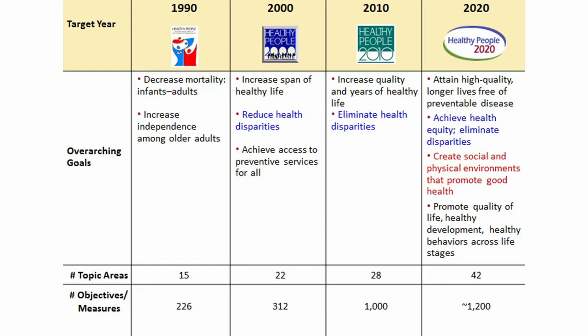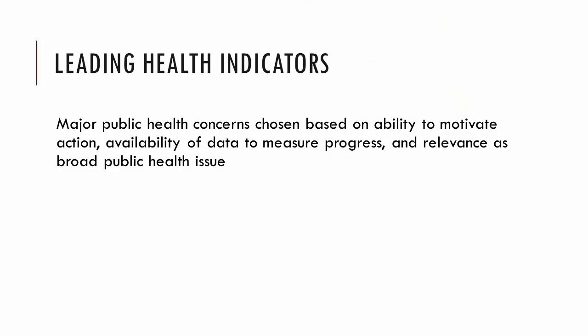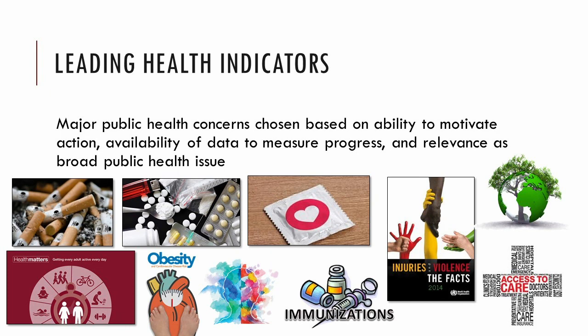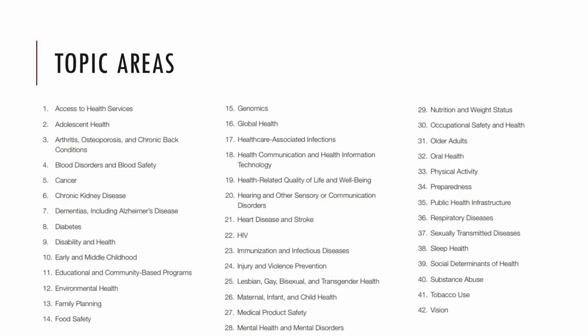But how do Healthy People designers decide on topics and metrics? In particular, they focus on leading health indicators, which are major public health concerns chosen based on ability to motivate action, availability of data to measure progress, and relevance of broad public health issues. Vaccination and immunization, sexual health and sexually transmitted diseases, sleep health, physical activity, substance use, cancer, nutrition and weight status, tobacco use, environmental health, and many, many more constitute these leading health indicators. So, you might notice that the health behaviors we discuss in this course pull from this list of topics.